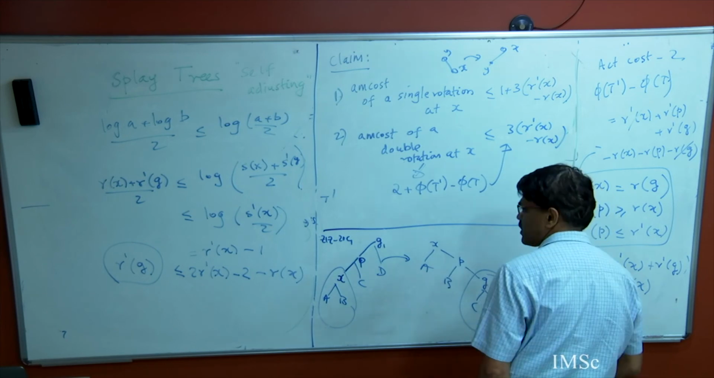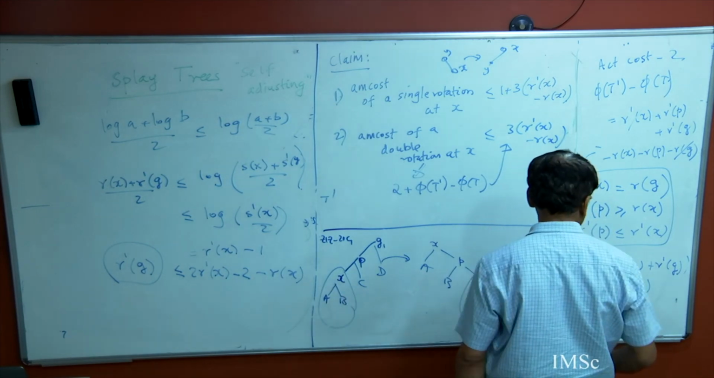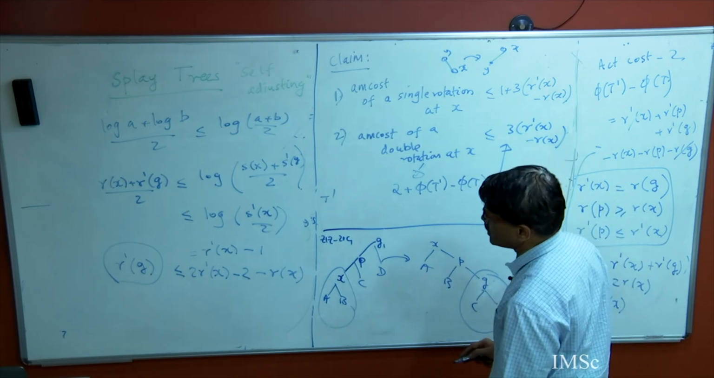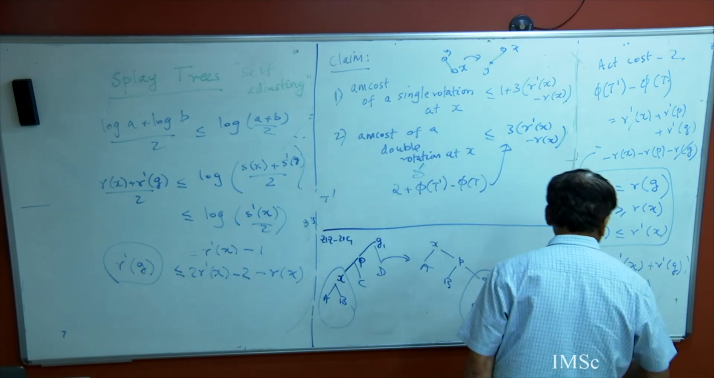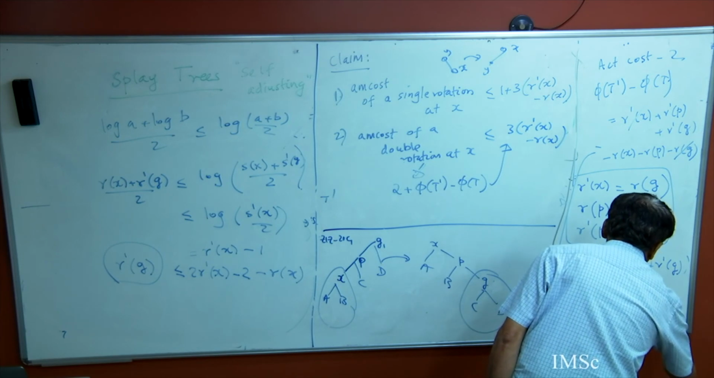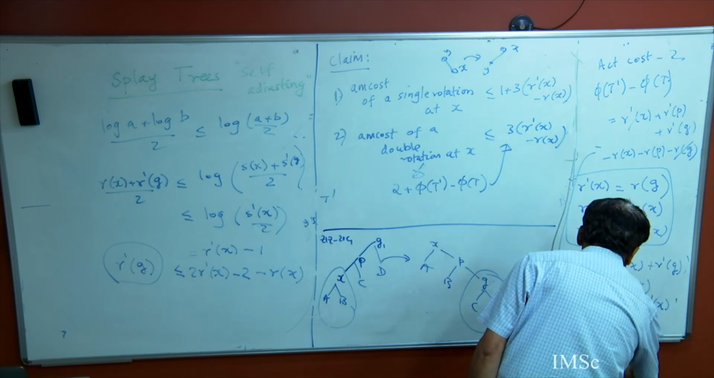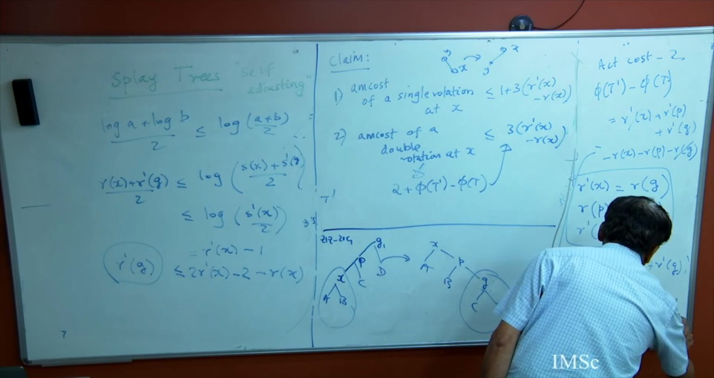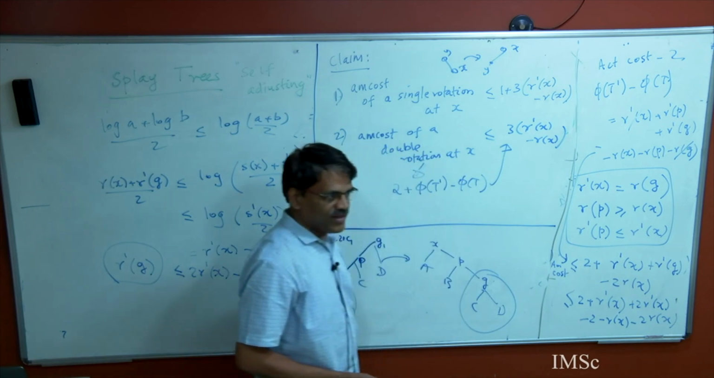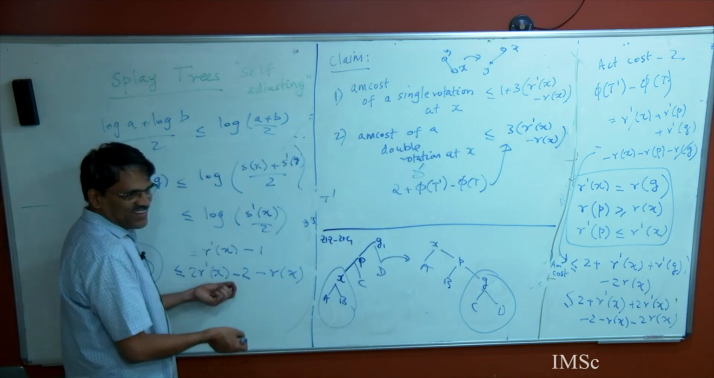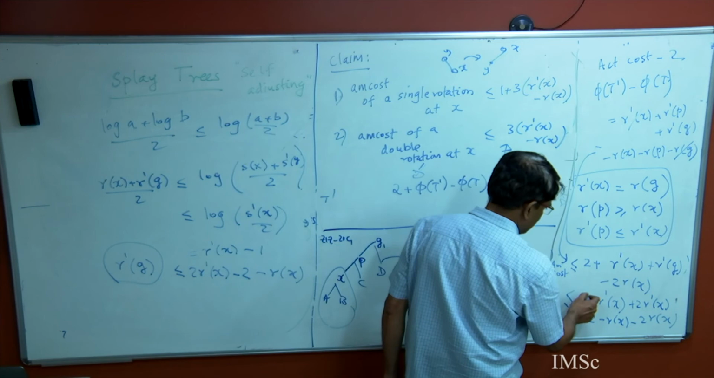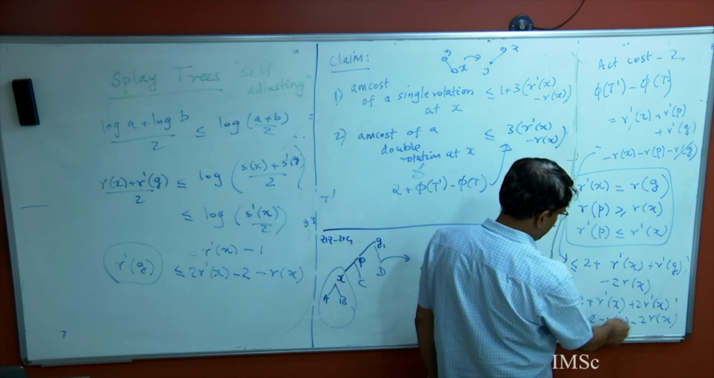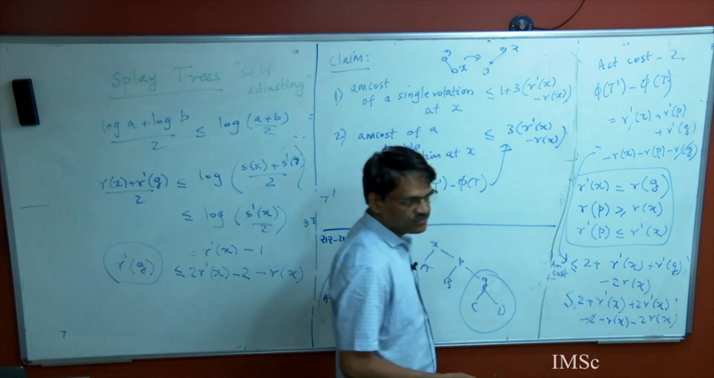2 plus r prime x plus r prime g is at most 2 r prime x minus 2 minus Rx minus 2Rx. The great thing is the minus 2 for me, which kills this, and I have 3 r prime x minus 3 Rx. That's what I want to show.